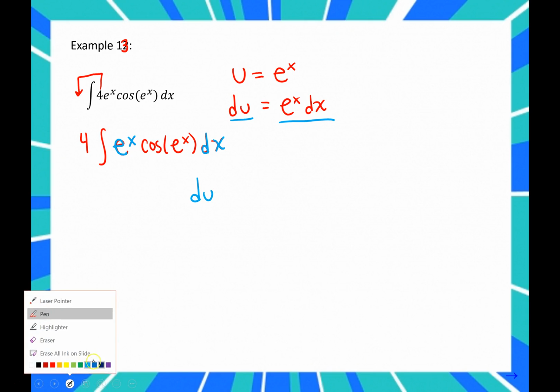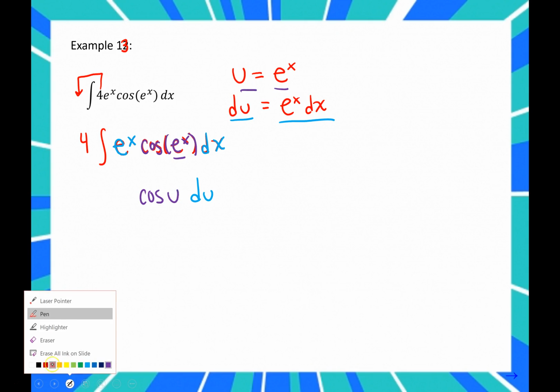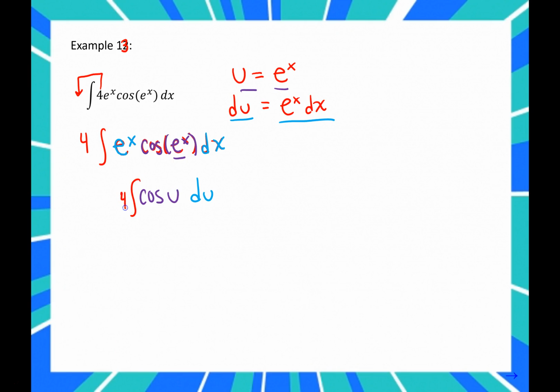Now we've got to deal with this cosine of e to the x. Remember, my e to the x is u, so it's going to be cosine u. And I'm going to remember to put my 4 out in front. Now, integrating that is going to give me a 4 sine of u plus c. Just check that is the derivative of sine cosine. Yes, it is. Substituting back into that problem, I get 4 sine e to the x plus c.